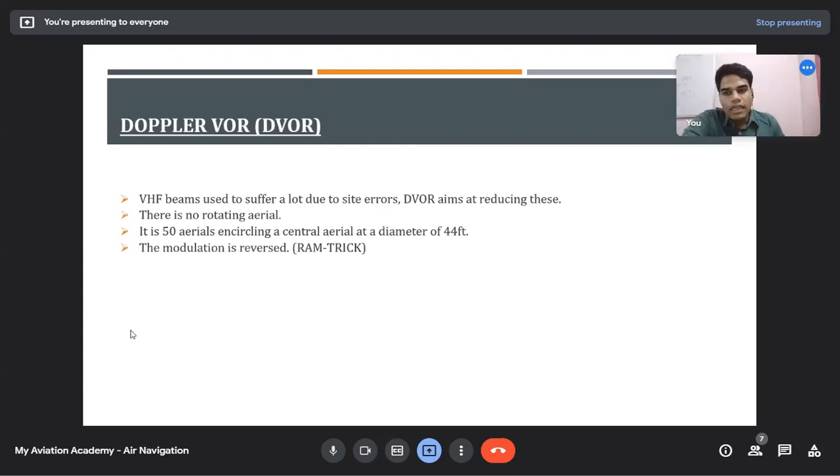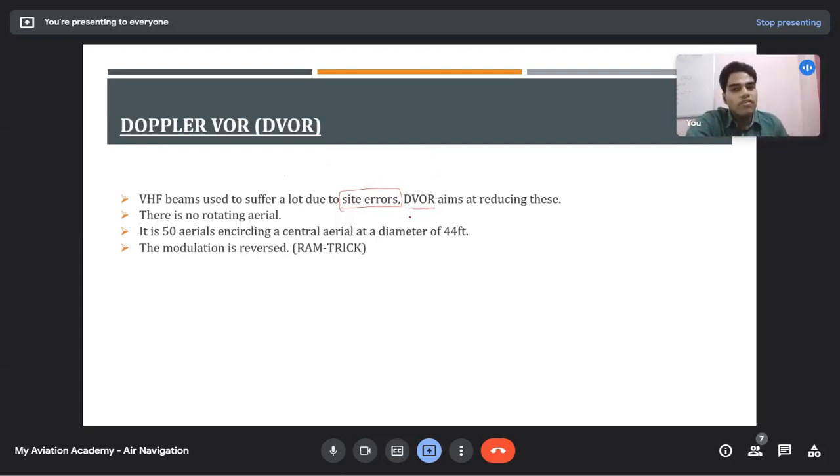VHF beams used to suffer a lot of site errors. Now, what is site error? It depends on where they have been installed. Suppose our VOR is installed here, and there is a mountain, or something else present here. The signals are weak, attenuated, or reflected. Those are site errors. Simple.